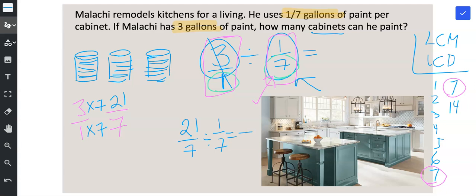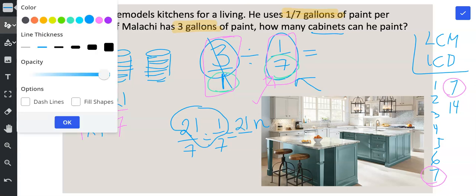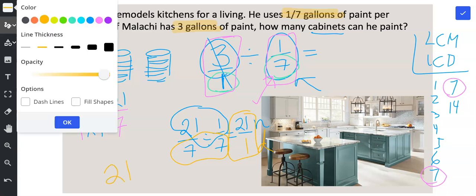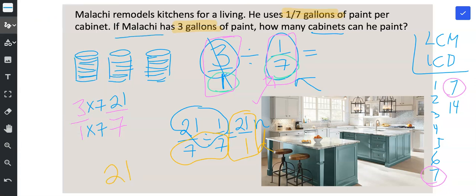And then to get the numerator, divide the numerators. 21 divided by 1 is 21. And then to get the denominator, you just divide the denominators. 7 divided by 7 is 1. And then 21 divided by 1 is 21. So let's reread the question and make sure we answered it. If Malachi has 3 gallons of paint, how many cabinets can he paint? Well, we're saying that he can paint 21 cabinets because 1/7 fits into 3 gallons 21 times.